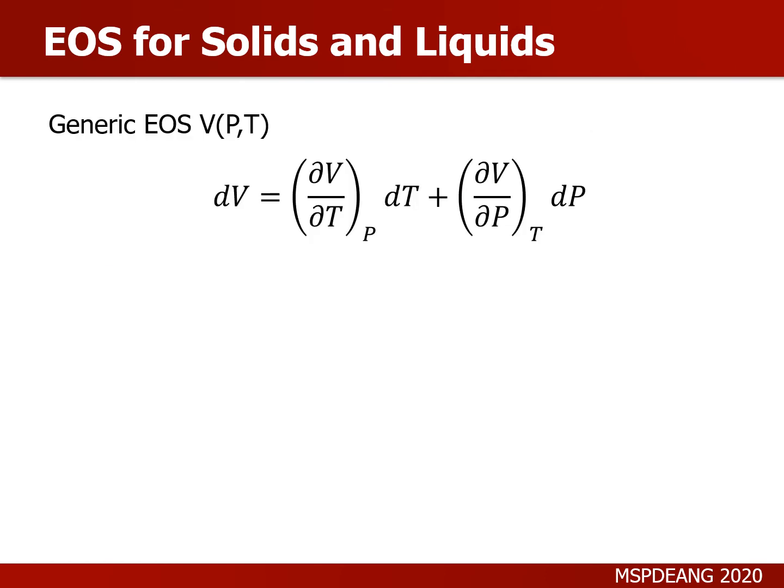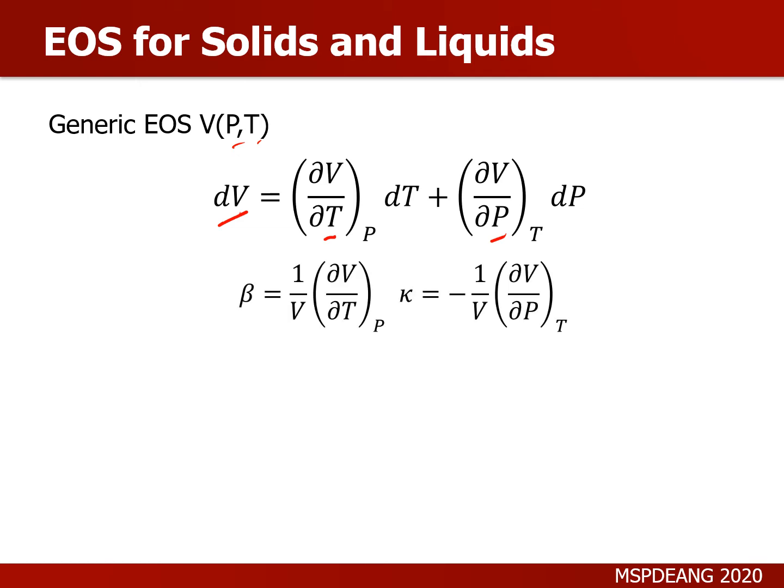So we can now write a generic equation of state to describe the change of the volume of a fluid with respect to its change in temperature and its change in pressure. Recall from your degree of freedom analysis, when we know the composition of the fluid, we need two variables in order to determine the whole state. So the two variables we will use are pressure and temperature. So we now write an exact differential where dV is equal to the change in volume with respect to temperature at constant pressure times dT, plus the change of volume with respect to pressure at constant temperature times dP.